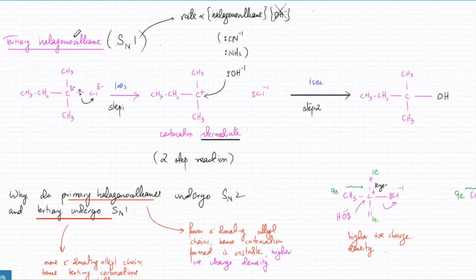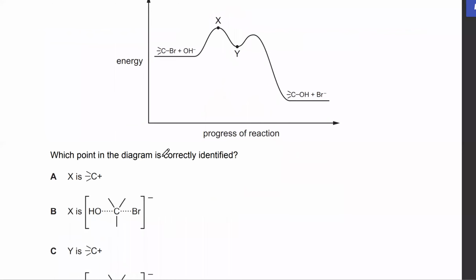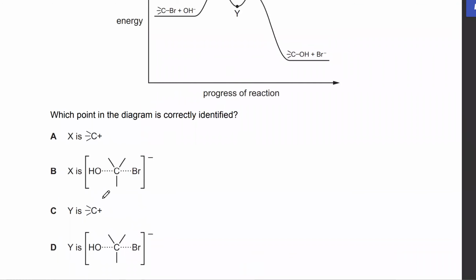So he's basically talking about a tertiary halogenoalkane. And that's what the question is about. So he's saying which point in the diagram is correctly identified. So there's going to be a carbocation at Y. So there's definitely going to be a carbocation, which is going to be C. The answer is going to be C because why it's going to be C?